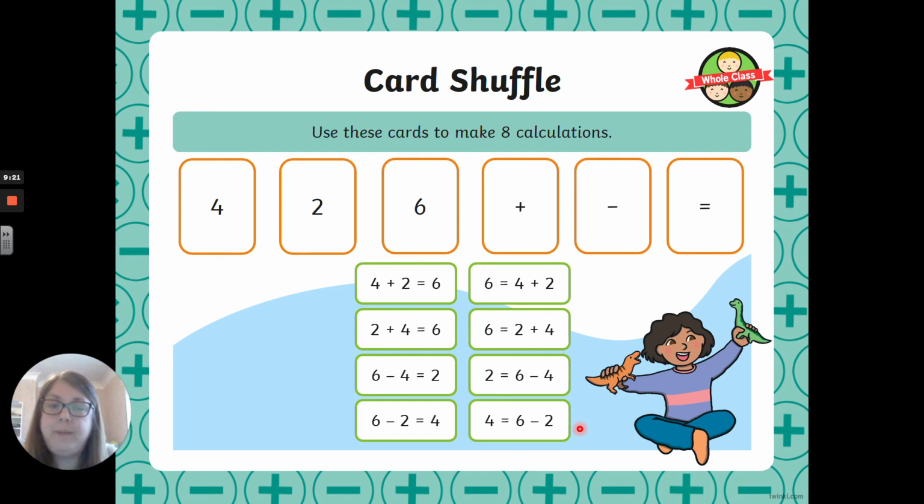Well done if you've managed to do that. Quite tricky, isn't it? So just keep practicing those fact families. We will keep going over them and coming back to them, and it's just making sure that we know our number bonds, isn't it? Inside and out, because when we move on to trickier numbers, all these fact families can help us with that as well.